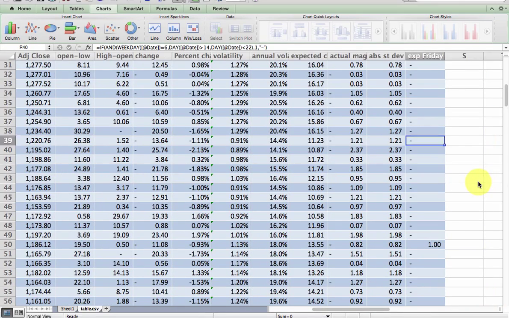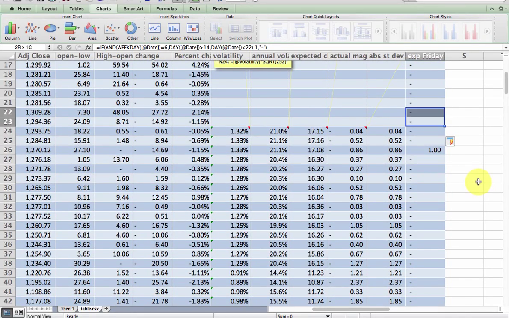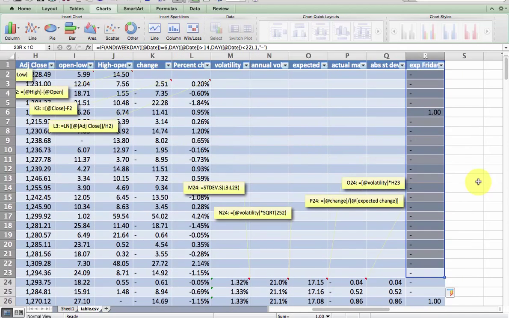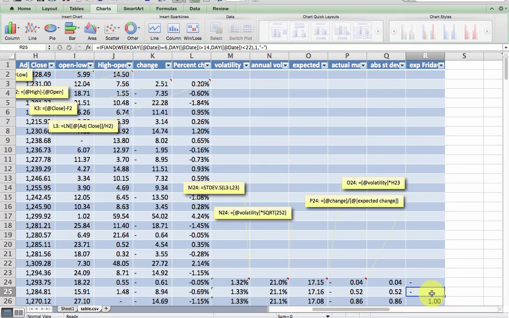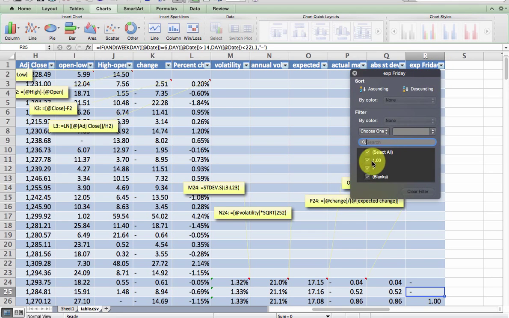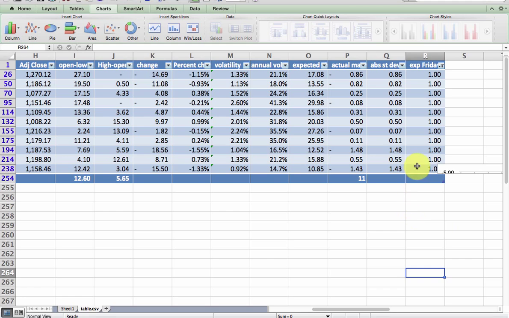Okay, so I'm going to go ahead and get rid of the data that we don't need. All right, so we don't need these, even though there was an expiration Friday. All right, we don't have any of our volatility numbers to look at there, so I'm going to eliminate all these. All right, and then once we have that column, we can go ahead and filter it and just look at expiration Fridays.